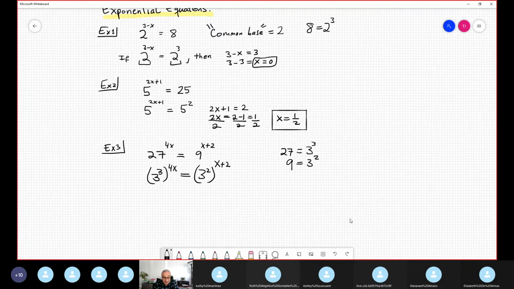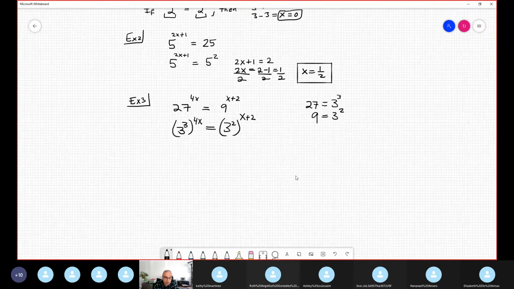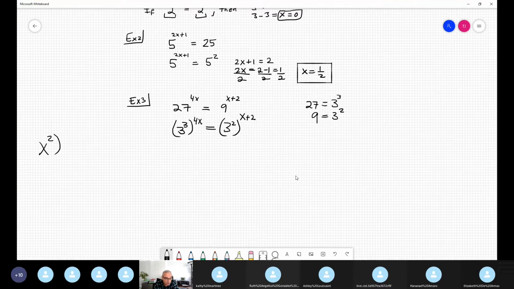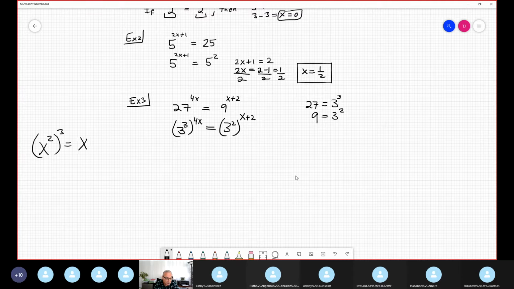Okay, so in this case, you apply the property that when you have different levels of exponents, you multiply the exponents. Suppose you have x to the second to the third. This is equivalent to x to the 6, which comes from the multiplication 2 times 3. This is one rule of exponents. So we have 3 raised to the 12x, so 3 times 4, equal to 2 times, be careful, because 2 times the entire expression, x plus 2, something like that.